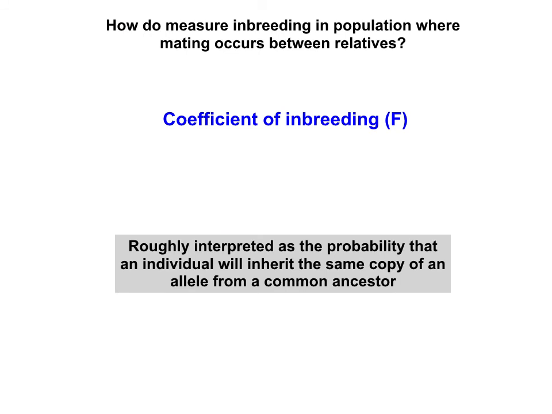So the inbreeding coefficient is how we quantify inbreeding, but to get our heads around it, let's just think about what it is. Basically it is the probability that an individual will inherit the same copy of a gene, the same allele, from a common ancestor. And when that happens, the alleles come together in the homozygous state, and we call them identical by descent because they were passed down from a common ancestor. And so let's see how we calculate that.